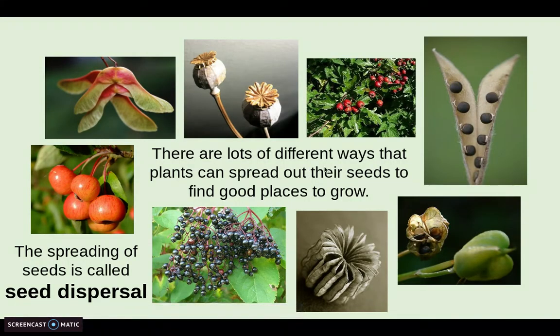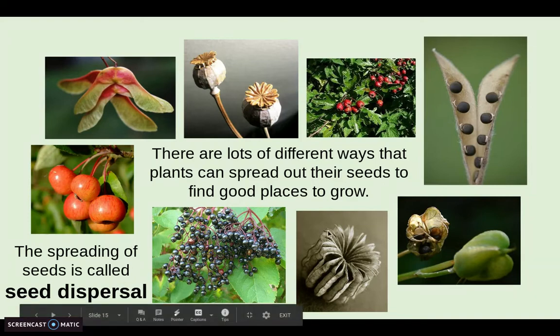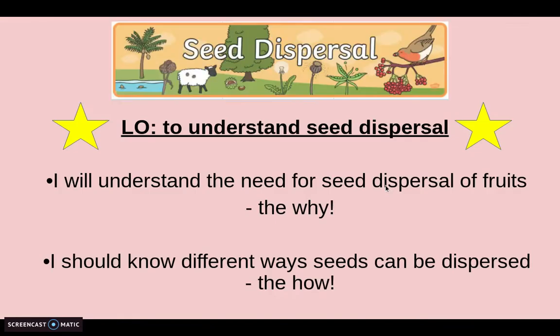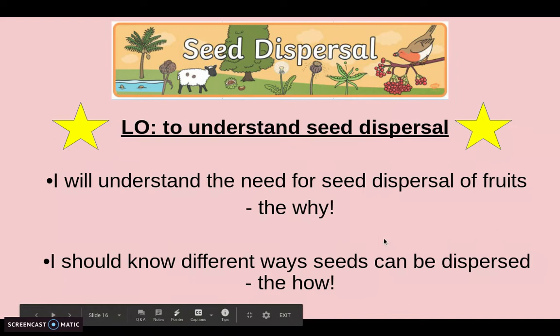There are lots of different ways that plants can spread out their seeds to find good new places to grow. The spreading of seeds is called seed dispersal. So we're going to understand seed dispersal. We're going to understand why we need to disperse seeds and fruits, the why, and we're also going to know the ways different seeds can be dispersed, the how the plants do it.